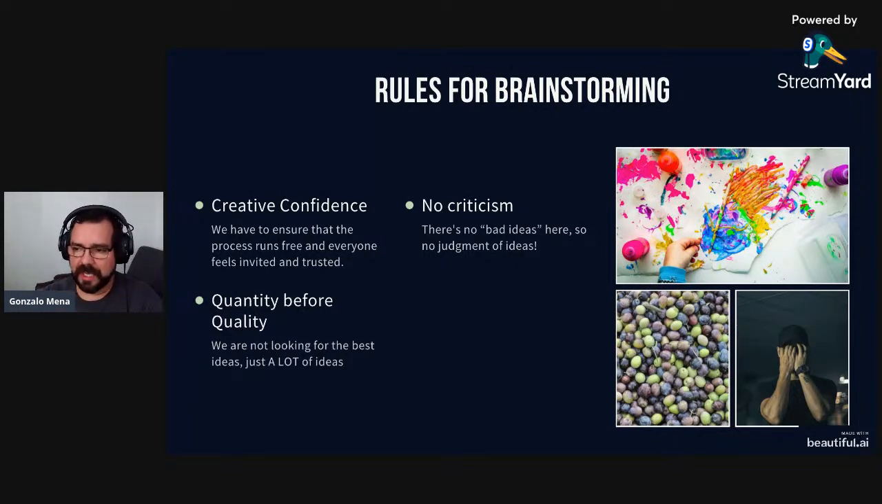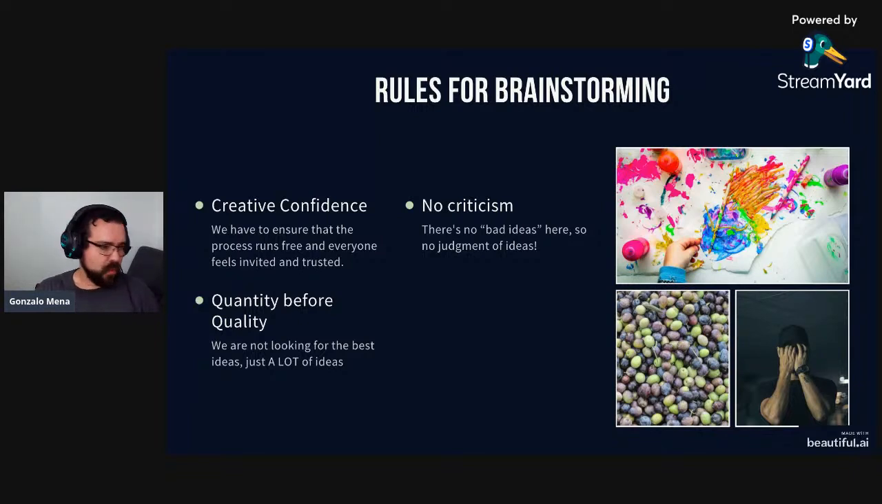Don't fear judgment. And it's important that you don't judge others that are helping you in the process for their ideas. Don't make any faces. Don't make any sounds when you hear an idea that you might think is ridiculous, because nothing is ridiculous, nothing is silly in this stage.